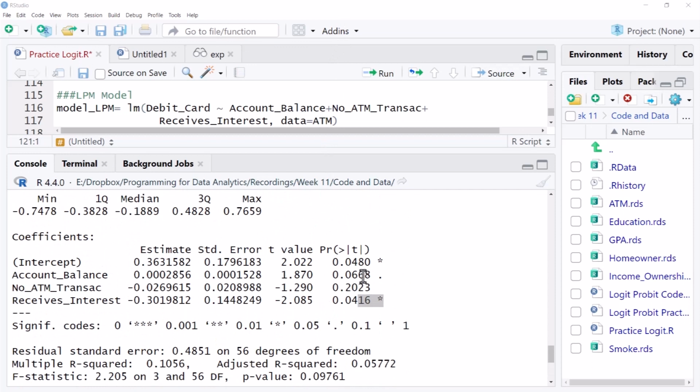So we can infer two things here. First and foremost, if account balances are positive, then there is a higher probability to own the ATM debit card. And if they are receiving interest on their savings account, then the tendency to own a debit card is lower.